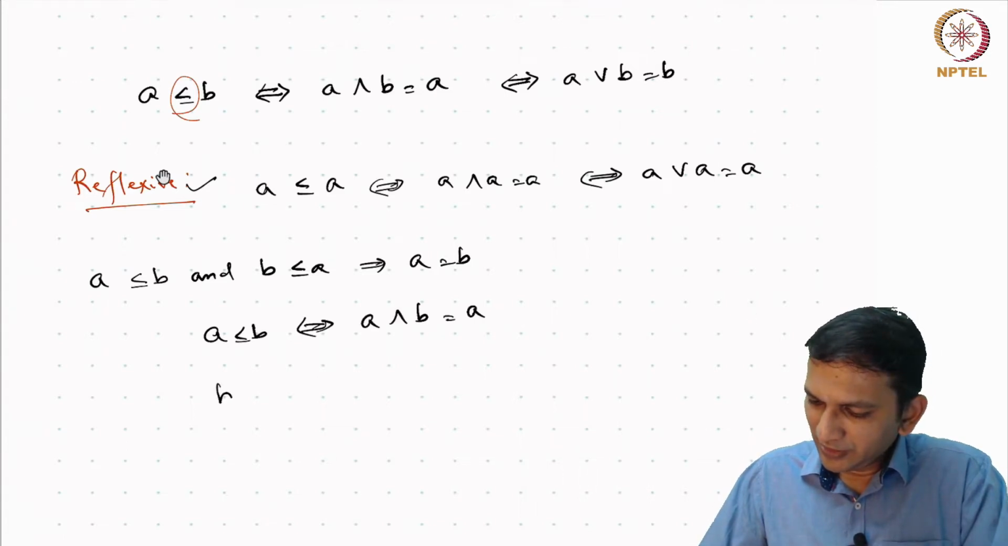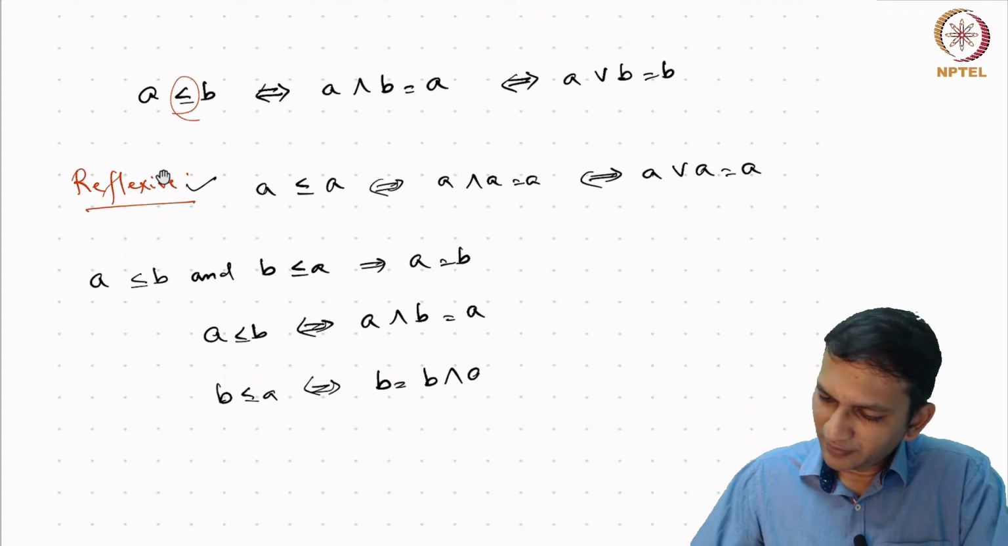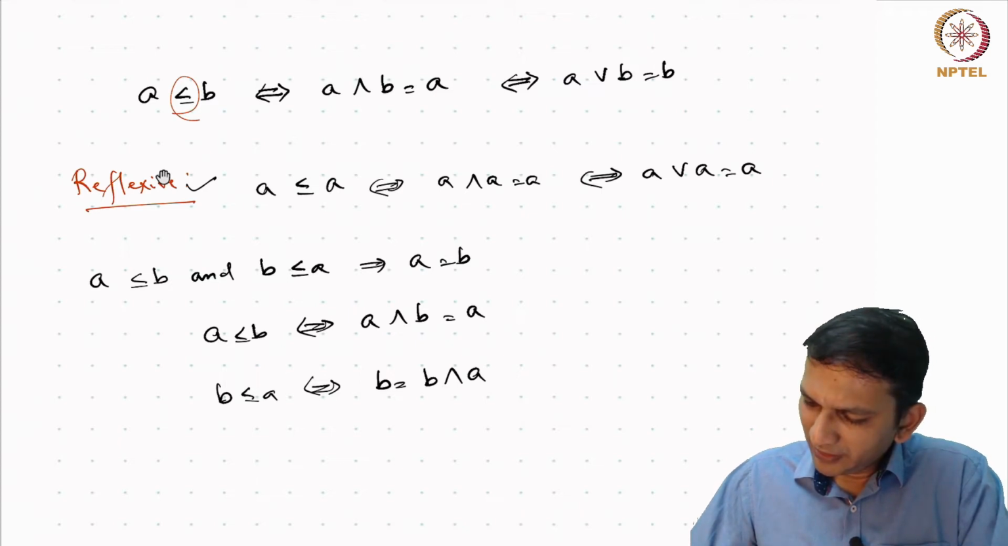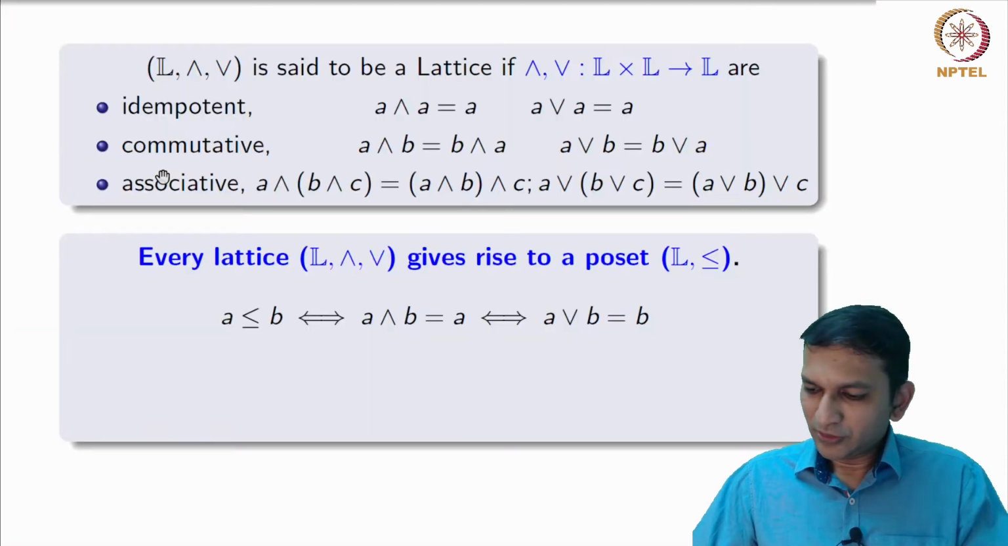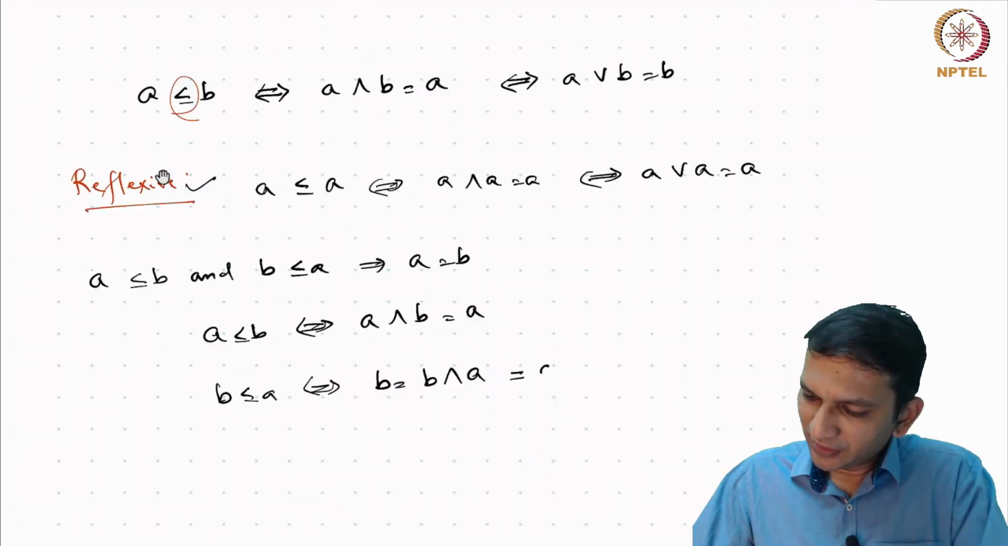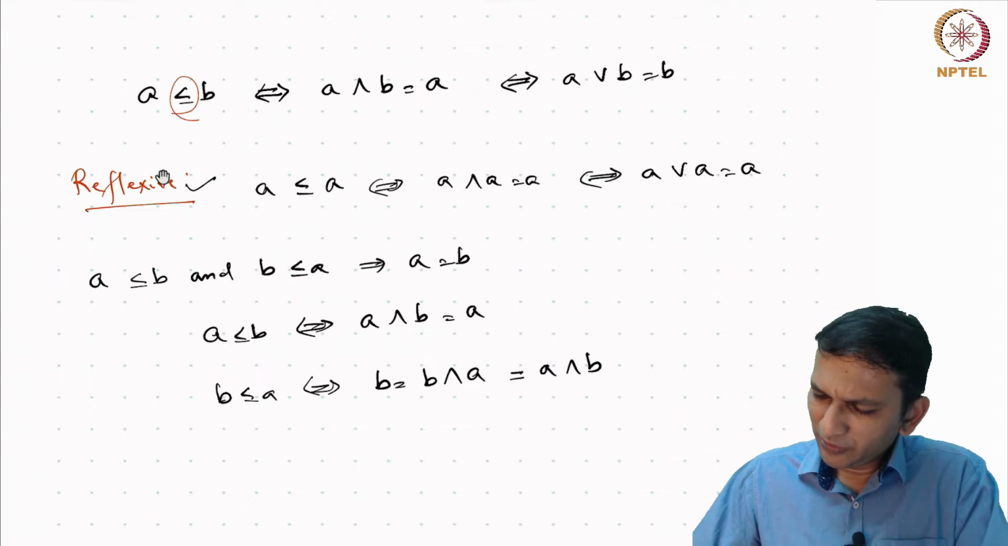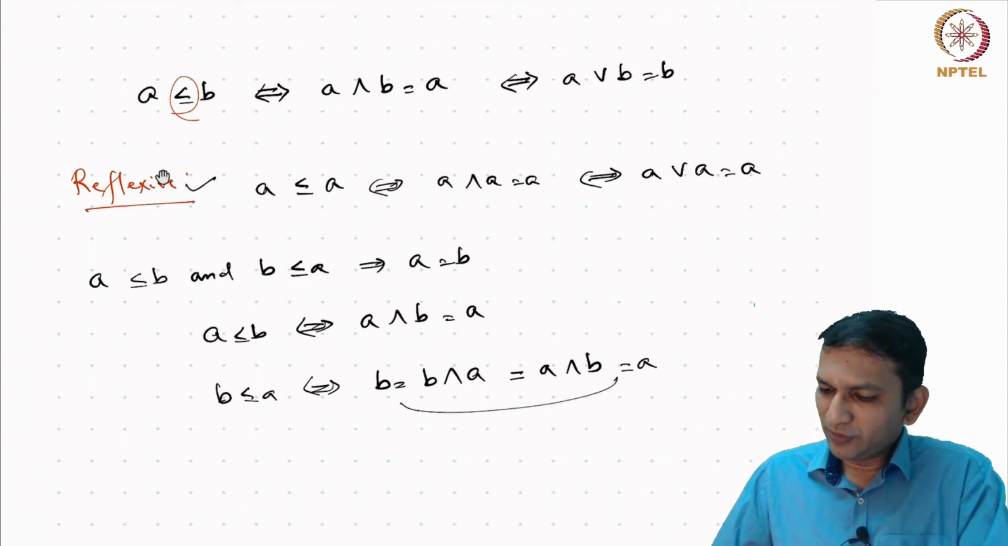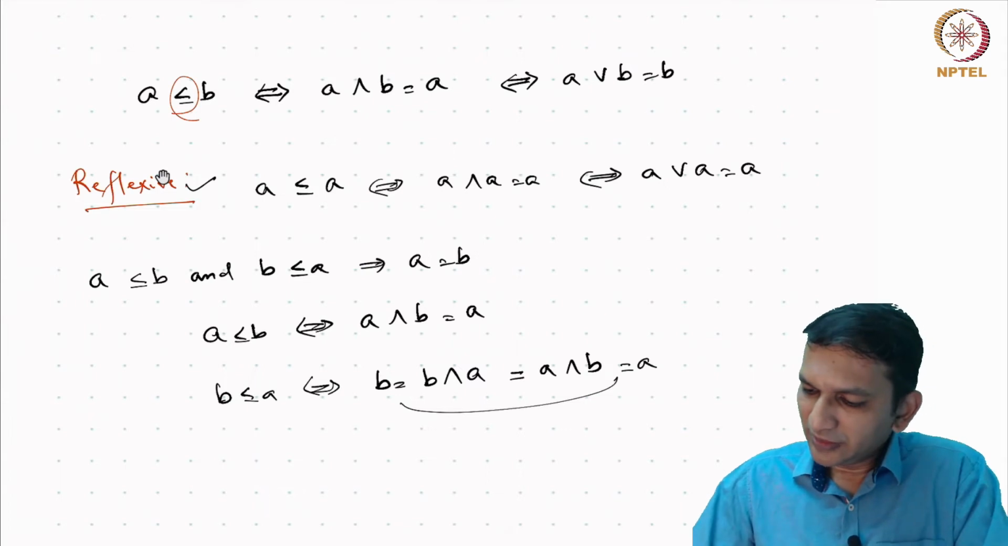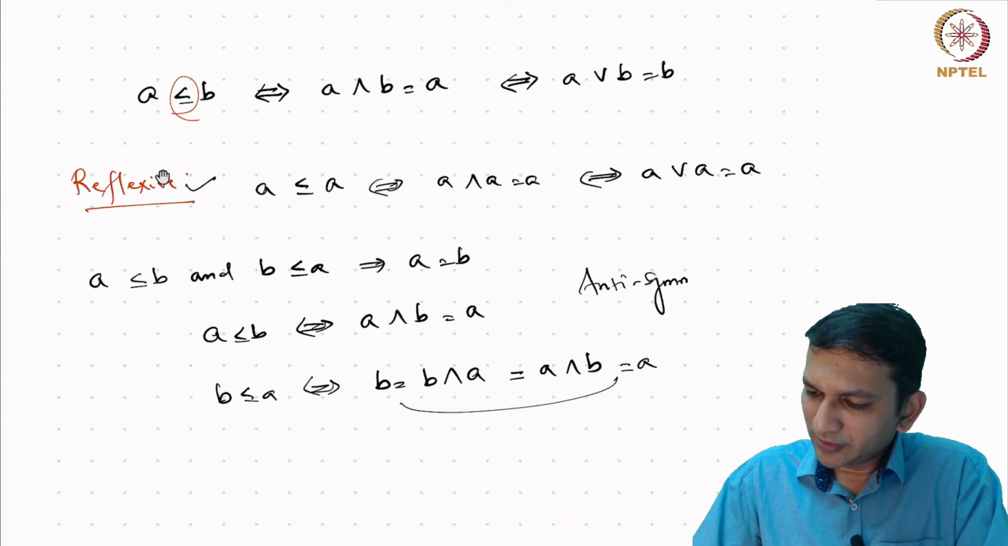When we say B is less than or equal to A, this means B is actually B meet A. Now, but B meet A, we know that meet is commutative. So if it is commutative, we can write this as A meet B. But we know that A meet B is actually A. From these two, we get that B is equal to A. Thus, we see that this relation is also antisymmetric, or satisfies the antisymmetric property.